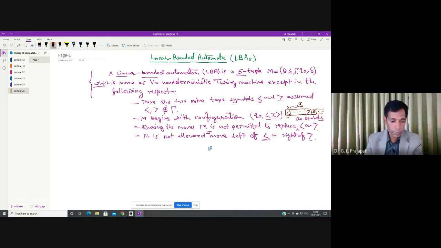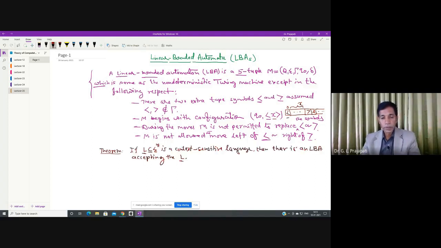So we have the theorem, we have the language L. If L is a context sensitive language, then there is an LBA accepting L. Means for every context sensitive language, we have some LBA. So this is the device for accepting the context sensitive language. Why is it so? Once L is a context sensitive language, then we have the context sensitive grammar for this language.